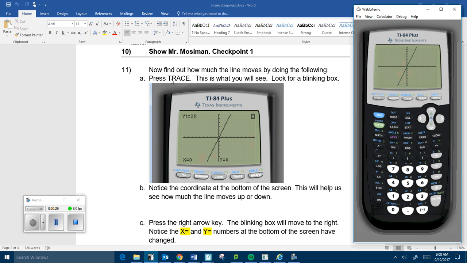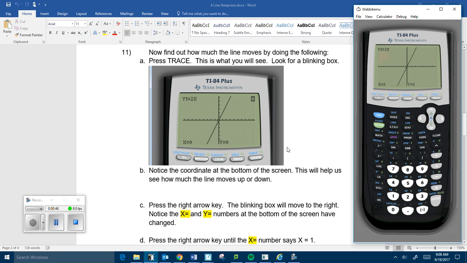Now you've already pressed trace. So this is what you'll see after you press trace. Trace is right here on the calculator. Notice I have y equals 2x minus y equals 3x. Same idea, just different numbers.